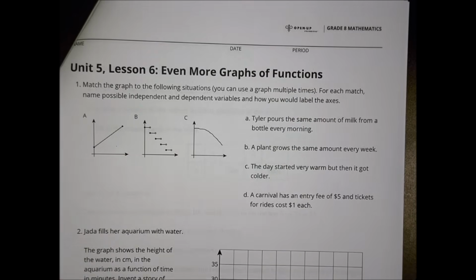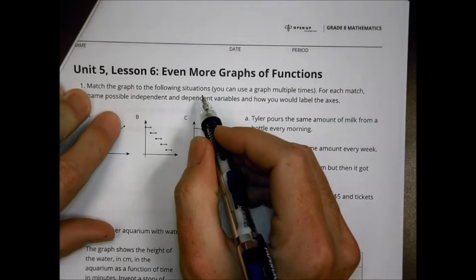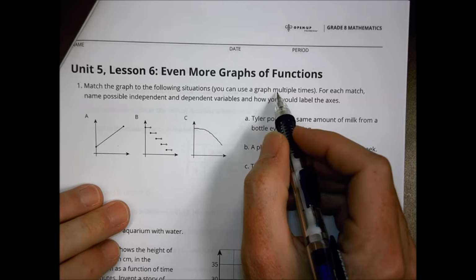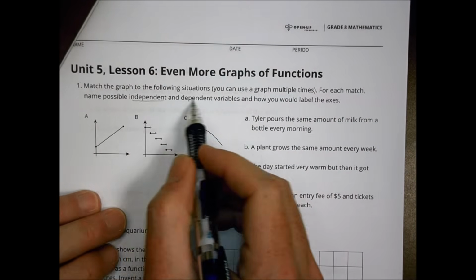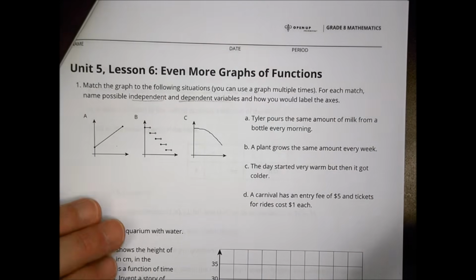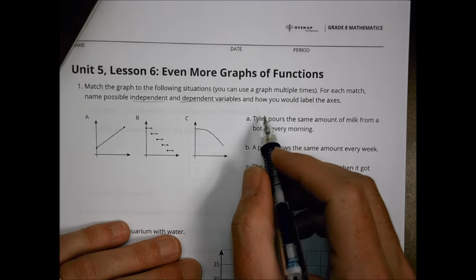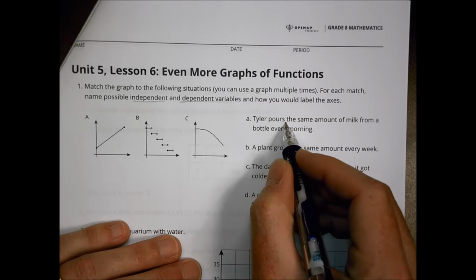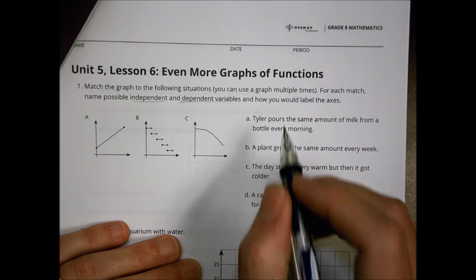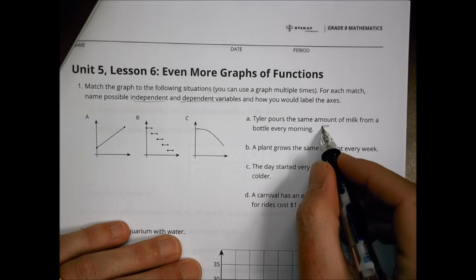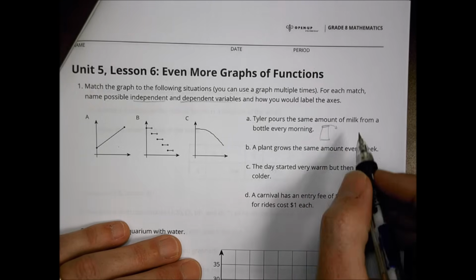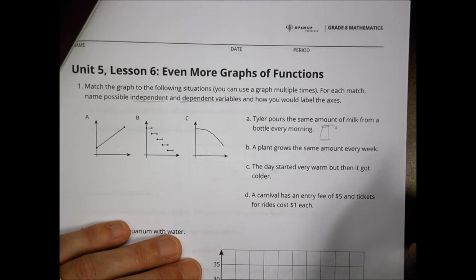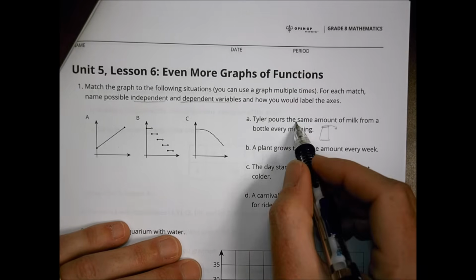Okay, so here's your homework. It says match the graph to the following situations. You can use the graph multiple times. For each match, name the possible independent and dependent variables and how you'd label the axes. The first one says, Tyler pours the same amount of milk from a bottle every morning. So he has a bottle of milk, and he's pouring milk from it every morning. So we're decreasing the amount of milk every morning as we pour the same amount every time.